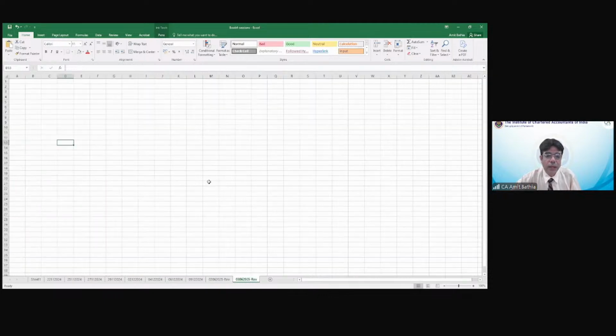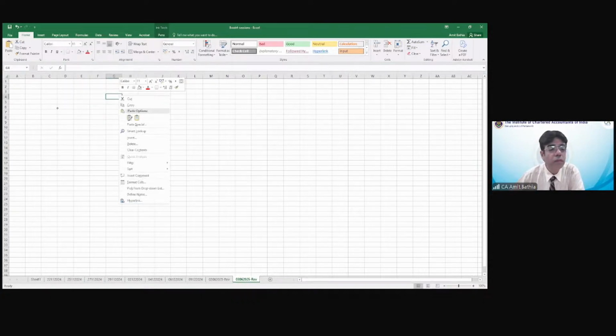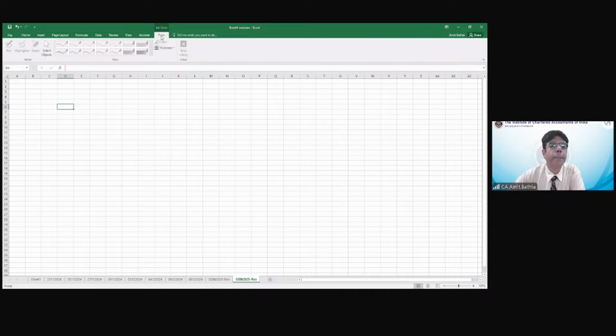All right. Now, let us start. So what are the different techniques of hedging currency risk?